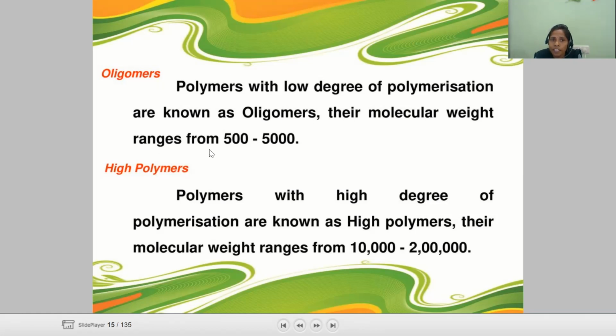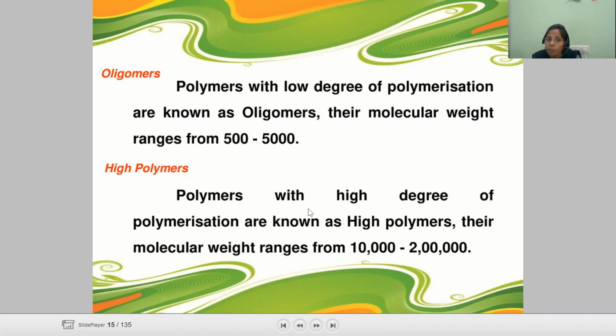Their molecular weight ranges from 500 to 5000. When the N value is less, those are called the oligopolymers. But when the N value is more, those are called the high polymers. That means when the degree of polymerization is more, those are called the high polymers, and when it is less, they are called the oligopolymers. So polymers with high degree of polymerization are known as the high polymers, and their molecular weight ranges from 10,000 to 2 lakhs.